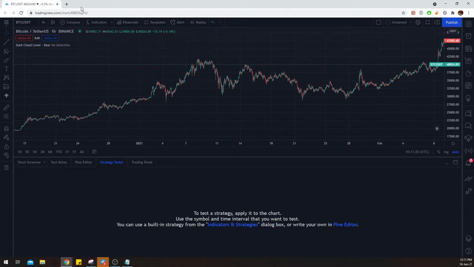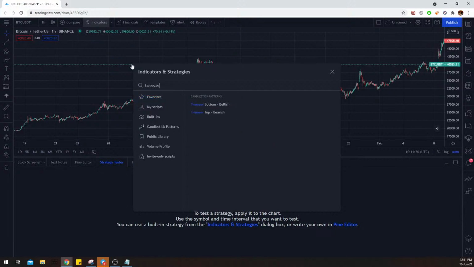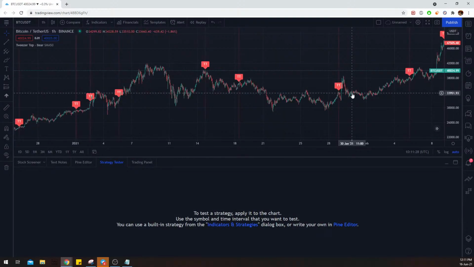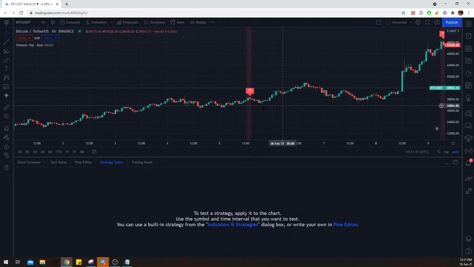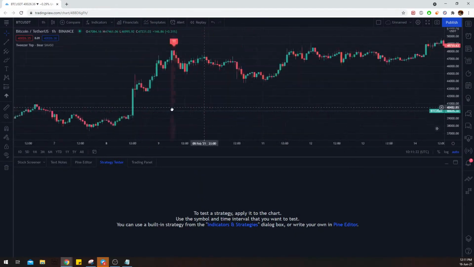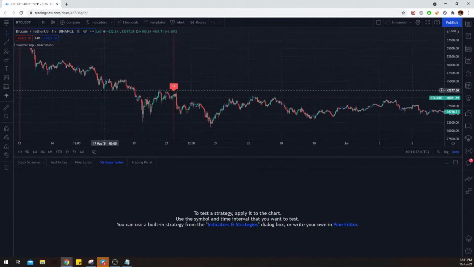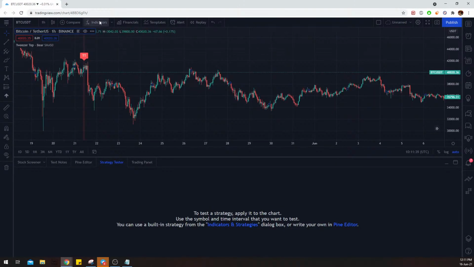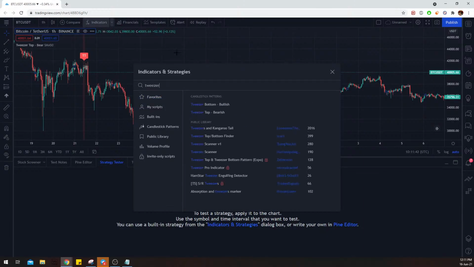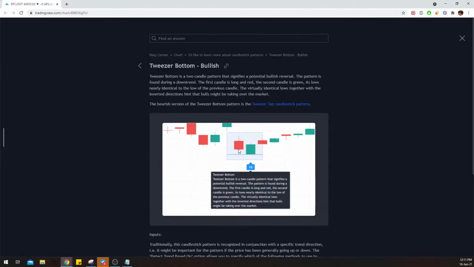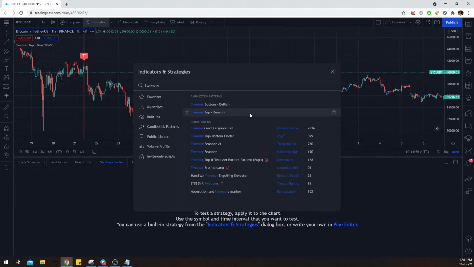Tweezer top. This one is going to have much bigger movement. So we saw that the tweezer bottom was our best candle, and this one looks pretty good as well. So yeah, let's go into the explanation first. And tweezer bottom, in this case, like I said, it's a double bottom. So no, sorry, tweezer top.